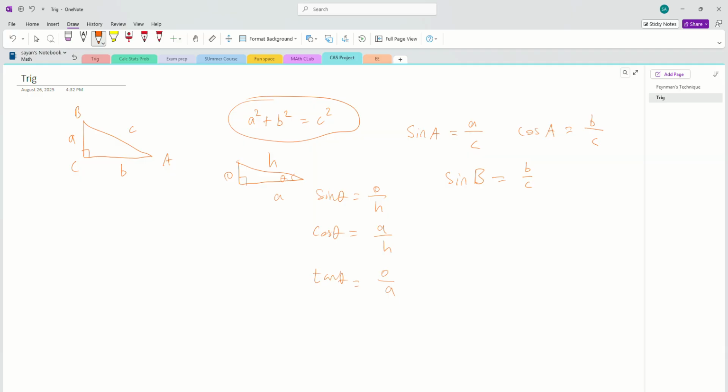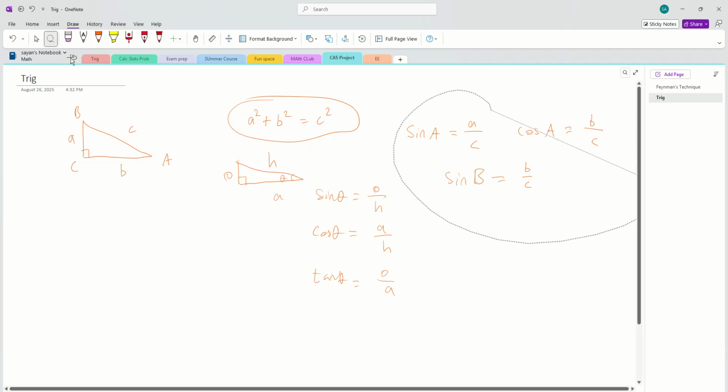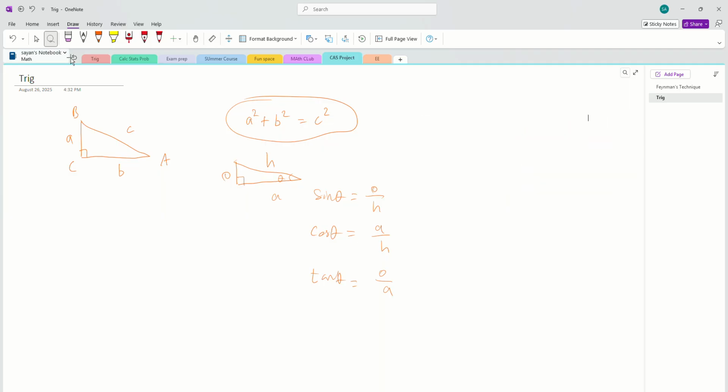You might also notice that, watch, if I do sine theta over cos theta, right, we'll get O over H over A over H. The H's can cancel out and we'll get O over A, which is the same thing as what? Look at that. In other words, sine theta over cosine theta is equal to tangent theta. Right, now that we have established all of these, I'm going to just put this off to the side.